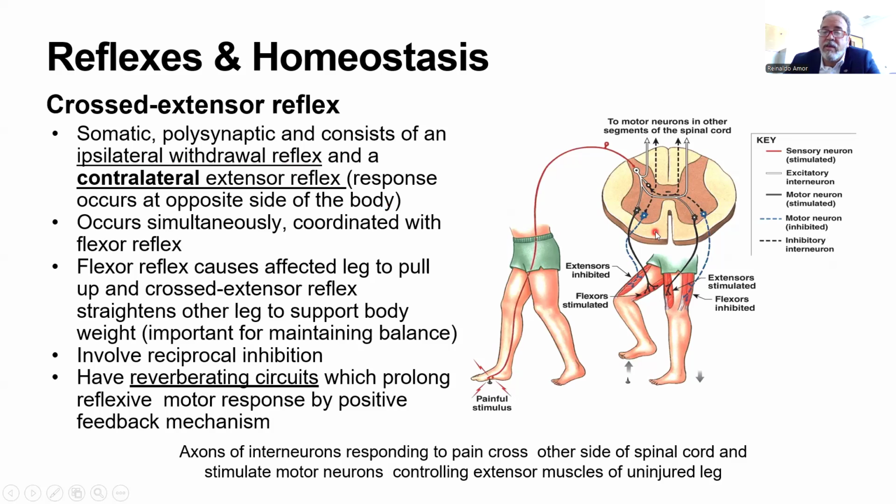Then notice that it crosses over, and then it can control the other muscles in your leg. So it's going to stimulate the extensors in the opposite leg and inhibit the flexors, like the hamstrings here. This is a contralateral extensor reflex. So we have a combination here of ipsilateral and contralateral reflex. Again, this is just to keep you safe. You flex your knee on one end, and you extend your knee at the other end.